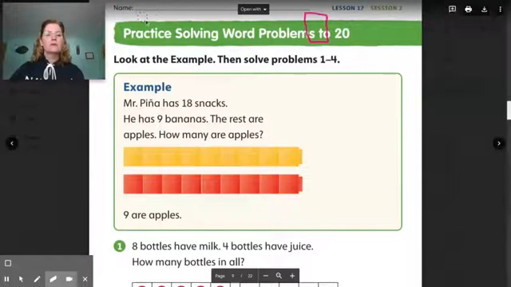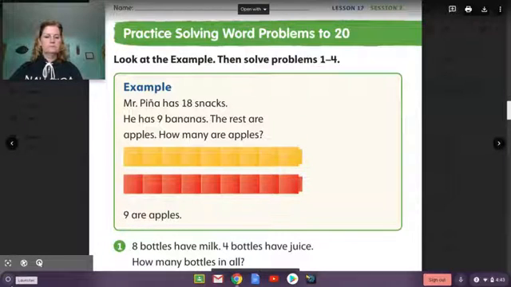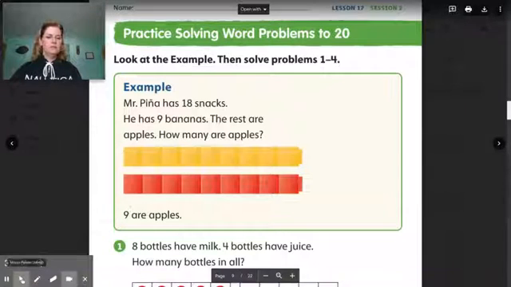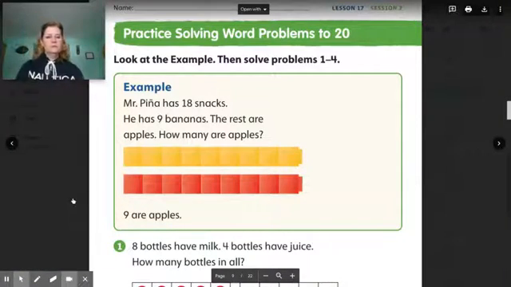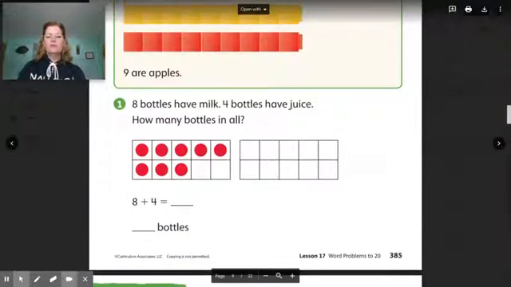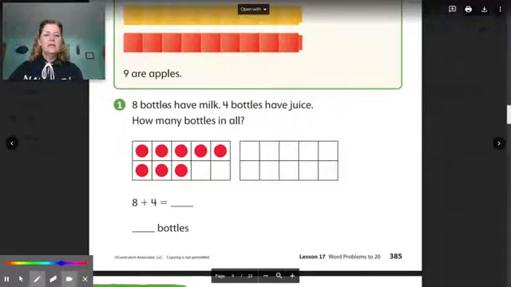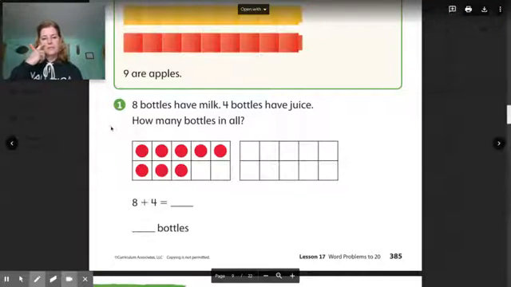Okay. So I am going to go through these quickly. And it's not letting me. It's not letting me. There we go. Scroll. 8 bottles have milk. 4 bottles have juice. How many bottles in all? 8 bottles have milk. 4 bottles have juice. How many bottles in all?